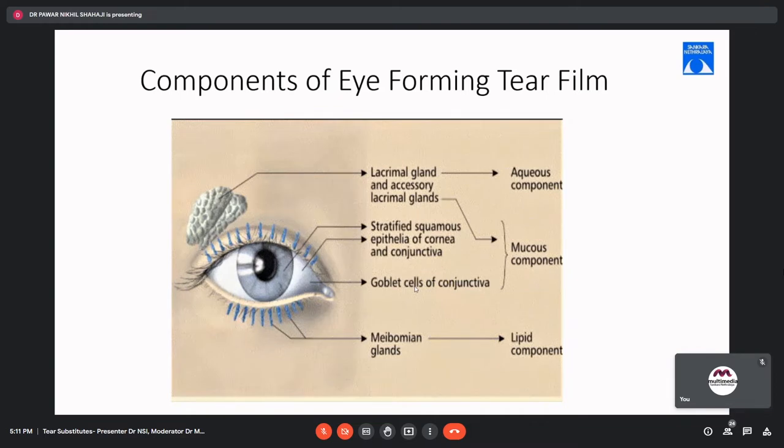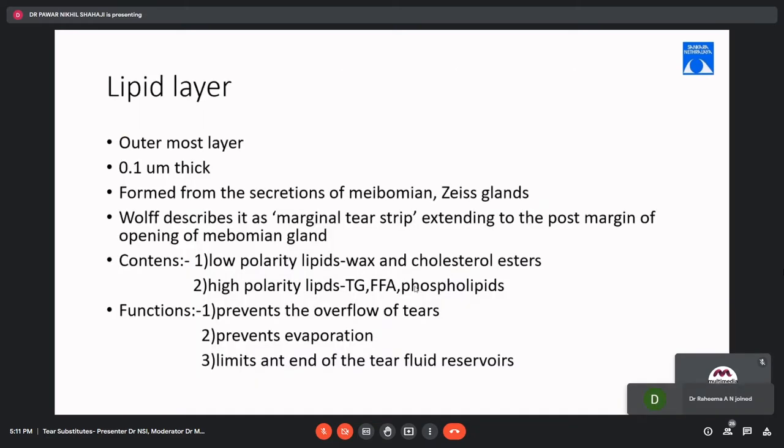Where are all the goblet cells seen? Can somebody say two words about goblet cells? Continue. So, the outer lipid layer.